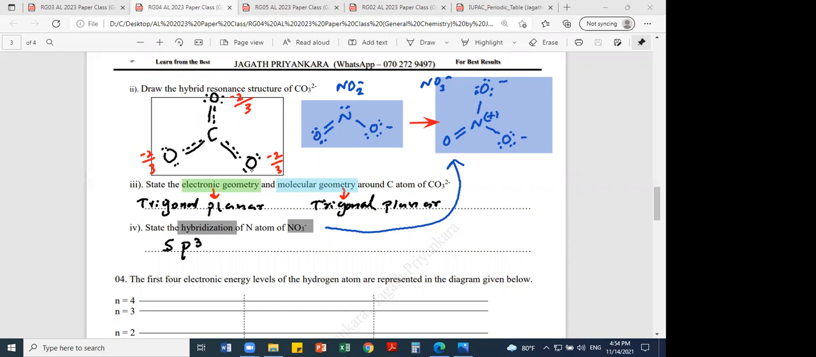Now I am asking 2 additional questions. I want you to write the oxidation number of this nitrogen. Who can tell me the oxidation number of this nitrogen, the central atom? There are 4 bonds and there's a plus charge. Oxidation number and the valency. First tell me the oxidation number, second tell me the valency.